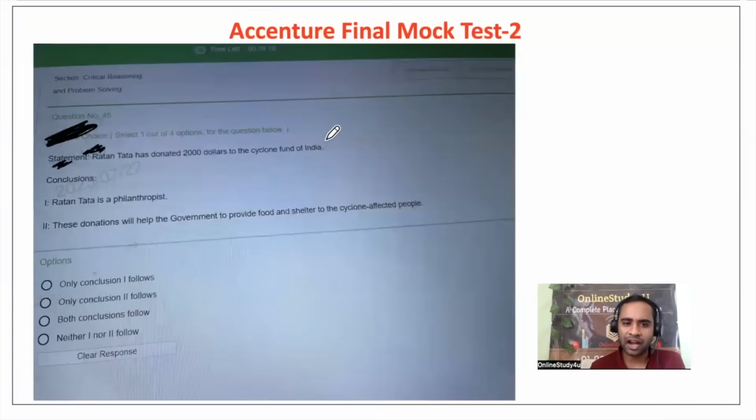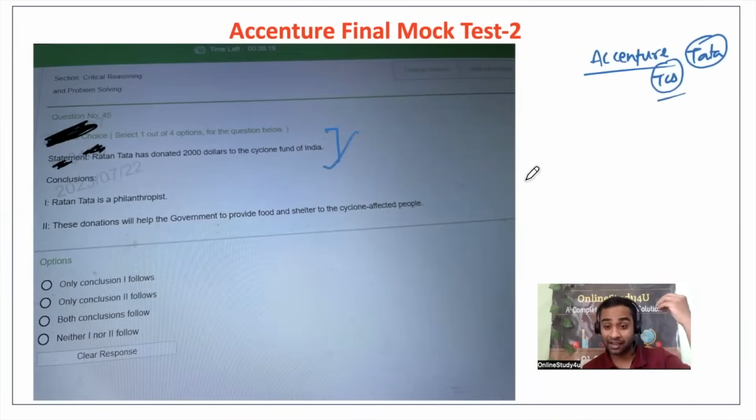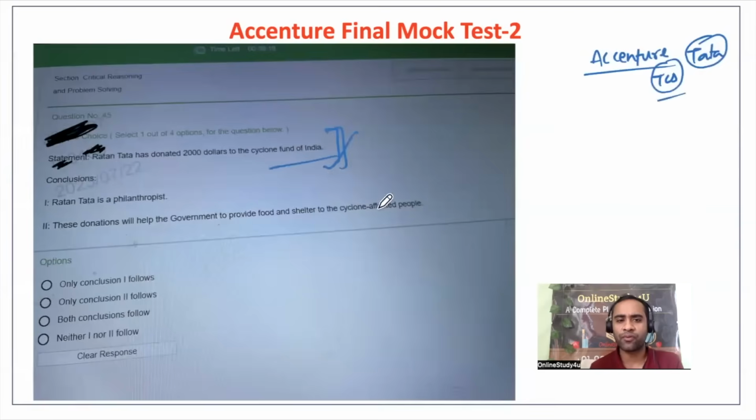Now, Ratan Tata has donated $2,000 to the Cyclone Fund of India. So even Accenture had to include Tata questions. TCS is such a big brand, and Ratan Tata is definitely a very big brand. So even in the Accenture question, they are talking about Ratan Tata. Ratan Tata has donated $2,000 to the cyclone fund of India.